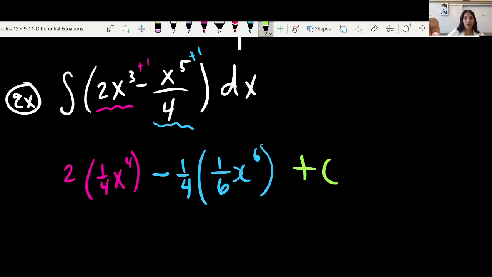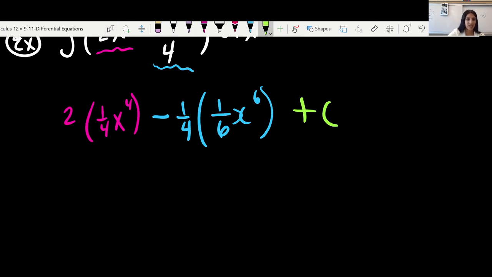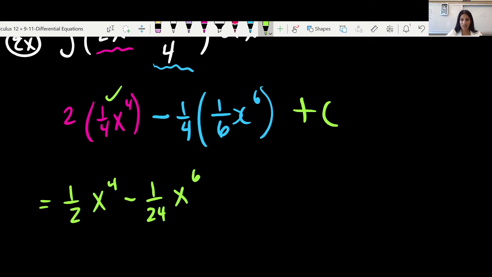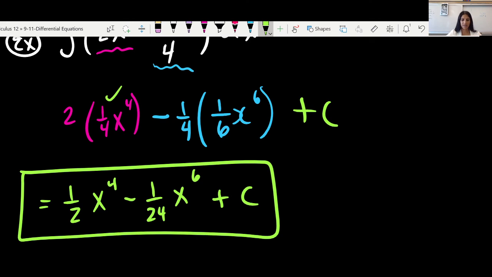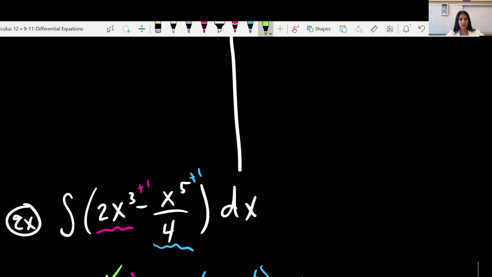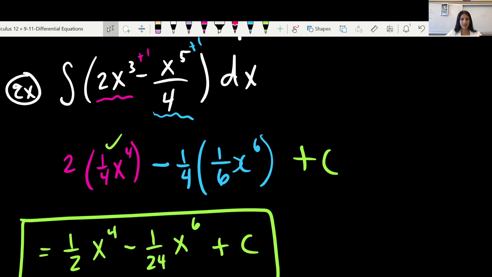And the last step in working with this would simply be to take all of this and simplify as much as we can. So we end up just getting 1 over 2 x to the 4. So that takes care of this. When we simplify these, we get minus 1 over 24. Not much I can do to simplify that. x to the 6, nothing else to work with, plus c. So we would end up getting this. So I hope that that's making sense and it's okay.